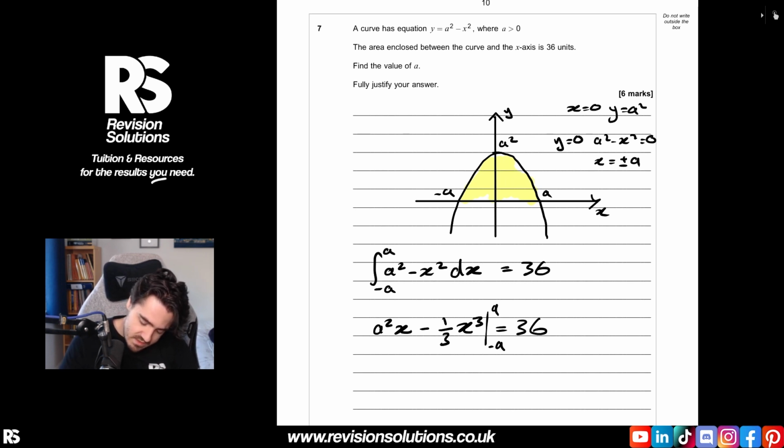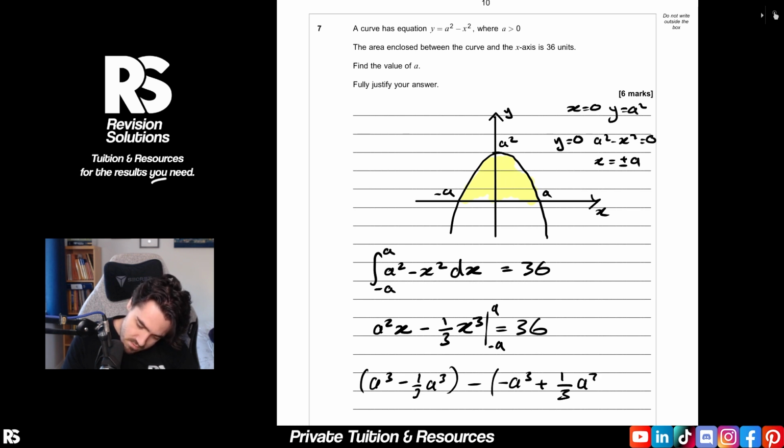So now substituting in the limits. Substituting the top limit, we'd have a squared times a, which is a cubed, minus a third of a cubed. And then the bottom limit, a squared times minus a would be minus a cubed. And then minus a third of minus a all cubed, that would also be minus a cubed. So that would wind up being plus a third a cubed.